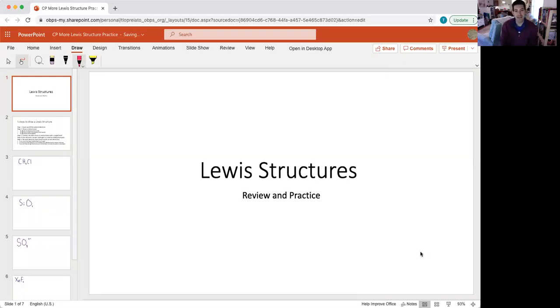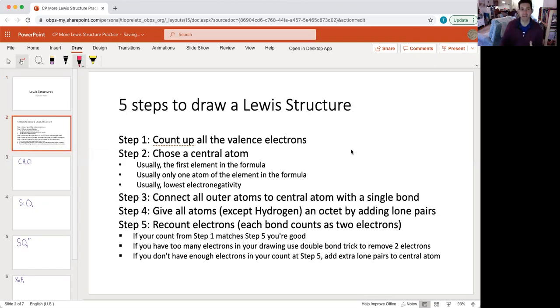So I am making a video on drawing Lewis structures. We've seen this in class, but this should serve as good review and a little bit of practice. So hopefully, at whatever point you're coming to this video, by the end of watching it, you're like, okay, I can do these. I feel good. Just reviewing the steps.